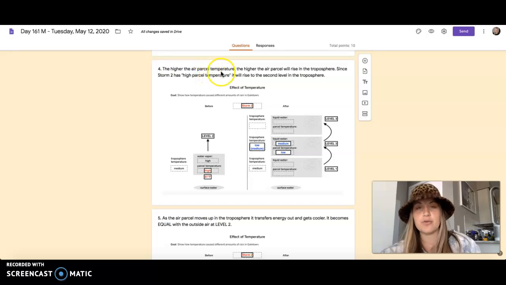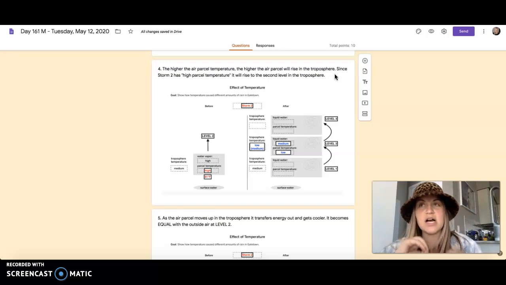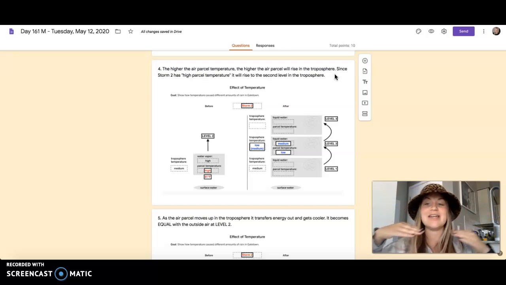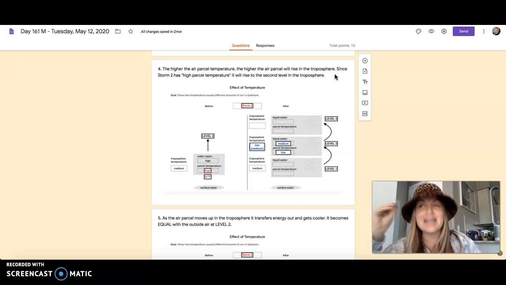The higher the air parcel temperature, the higher the air parcel will rise into the troposphere. So the hotter the unit of air is, the higher the air parcel temperature, the more it is going to go up into the troposphere. That is because if it is higher temperature, it has more energy to transfer out, so it can keep going, keep going, keep going before it hits equilibrium.